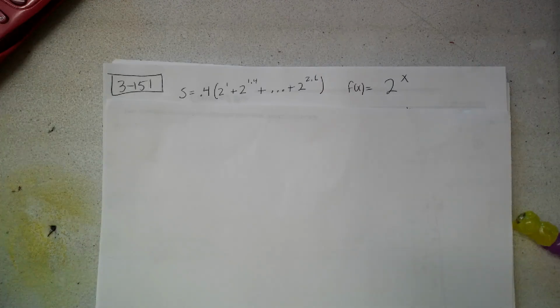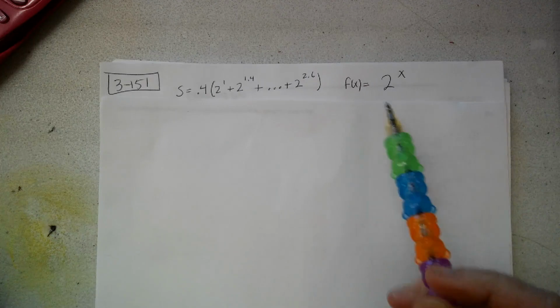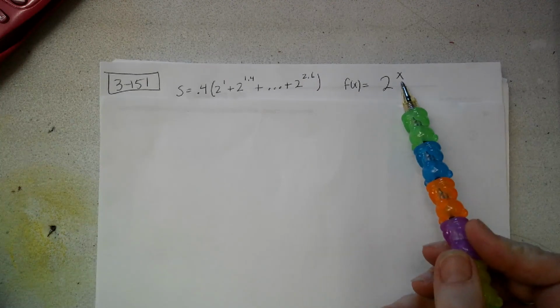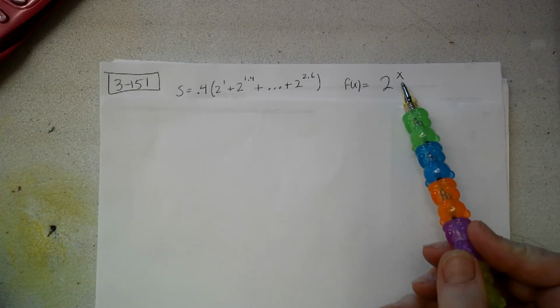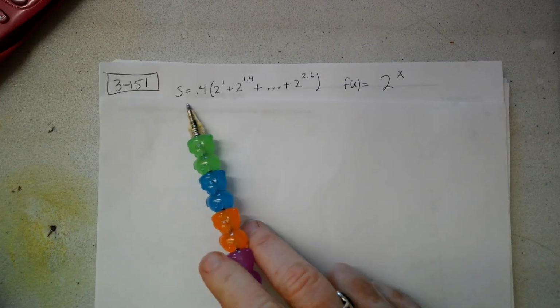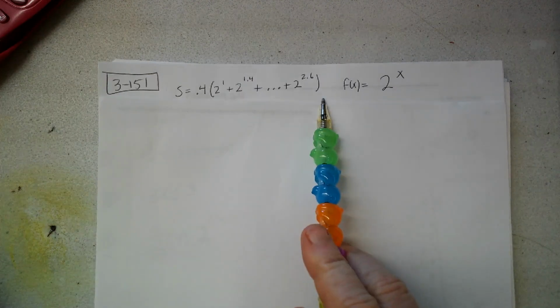Here's pre-calc. It's closure problem 3 CL 3-151, and it says Penny is approximating the area under the curve for the function f of x equals 2 to the x, and she writes the sum of the rectangles as this here.